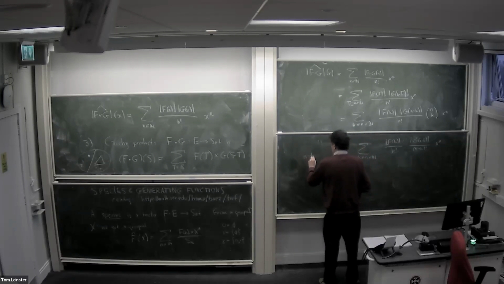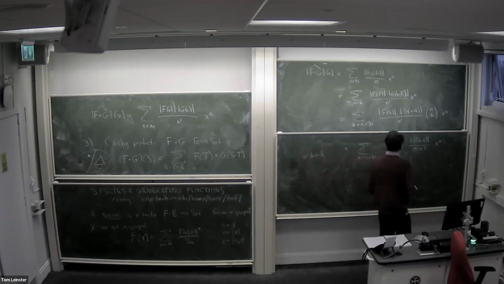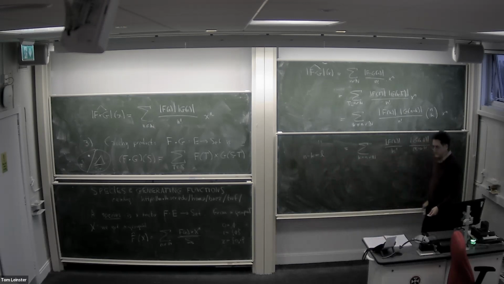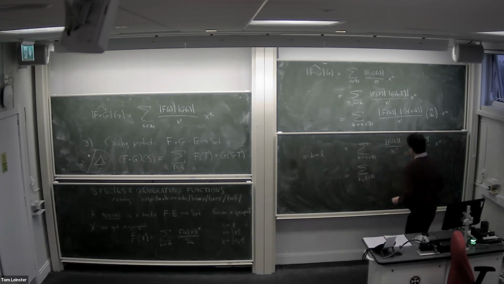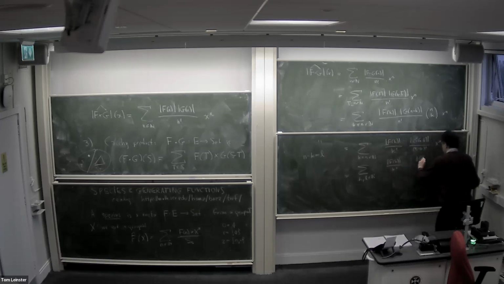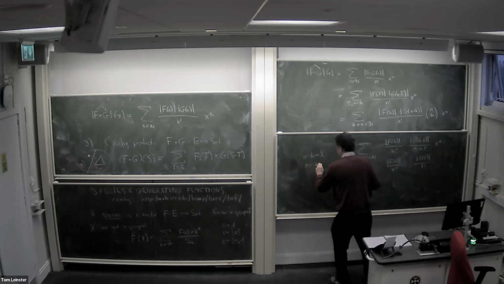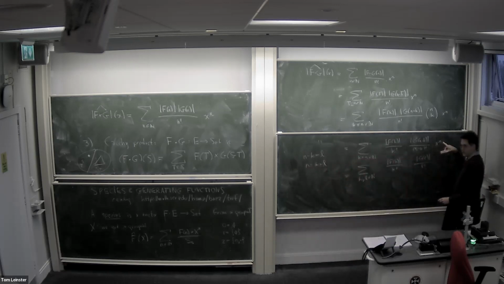Let n minus k be L. And so summing over all these choices of n and k is the same thing as summing over all possible choices of k and L. So we can just sum over all k and L in the natural numbers. And then we get f of k over k factorial, and then g of L, cardinality of that, over L factorial. And then n, of course, was k plus L. So we can take this x to the n and break it up into an x to the k and an x to the L, like that.